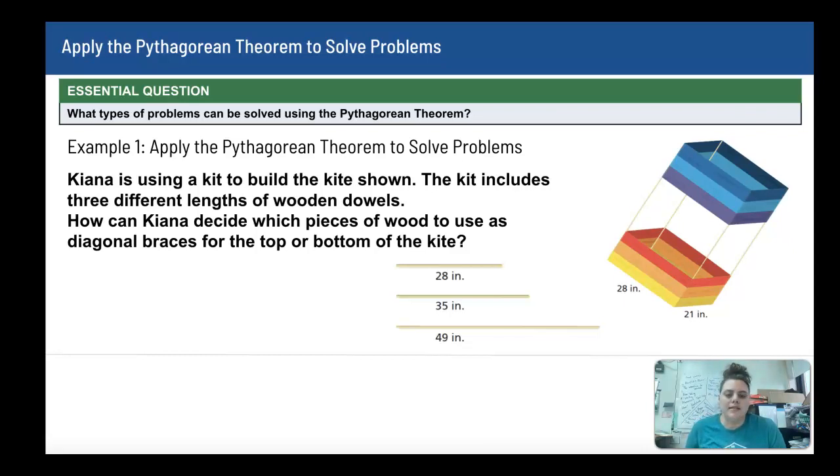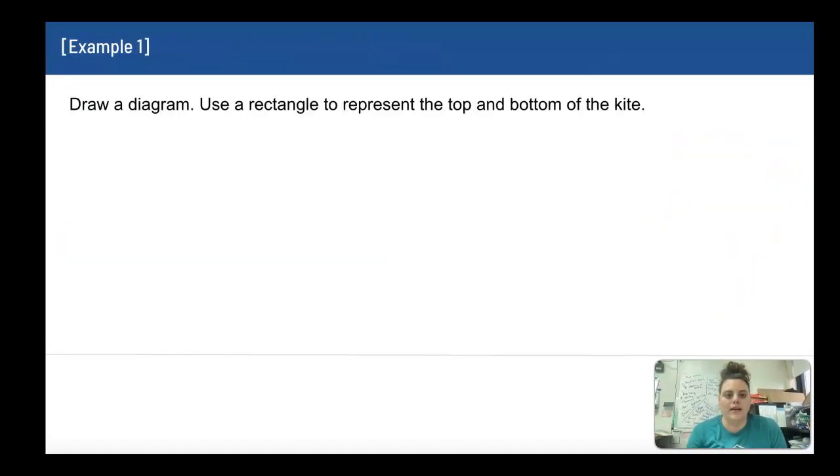Kiana is using a kit to build the kite that's shown. The kit includes 3 different lengths of wooden dowels. How can Kiana decide which pieces of wood to use as diagonal braces for the top or bottom of the kite? So keep in mind that a diagonal brace means that on this kite, we want to be going from corner to corner. Okay, so the first thing we're going to do to find that is draw a picture.